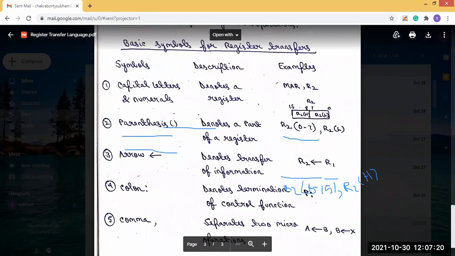And the last type is the comma. Now, comma is used for what? Comma is used for the separation of two micro operations. This is used for the separation purpose. So how can we know that these are two different operations? For different operations, we will use a comma. So this is one operation, this is another operation. So these are some basic symbols used for the register transfer.